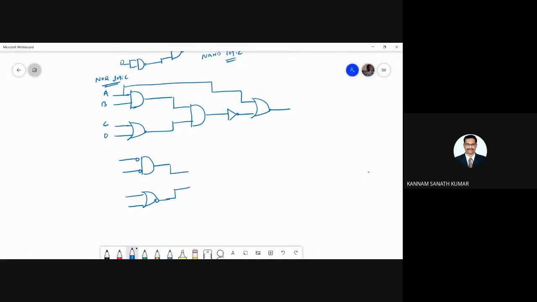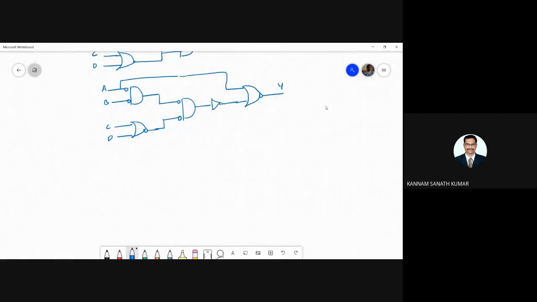Again, the next AND gate, you have to add the bubble at the input side. So this is an inverter. A input is coming, A, B, C, D, and it is coming to the OR gate. For the OR gate, you have to add the bubble at the output side. So this is the function Y. What is the next part? Wherever you receive the bubble, you have to add the inverter.